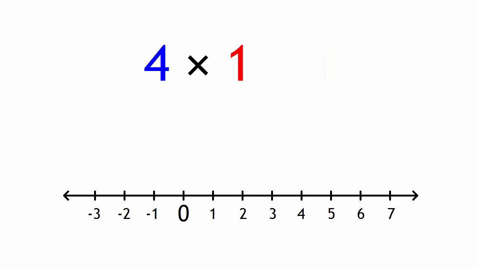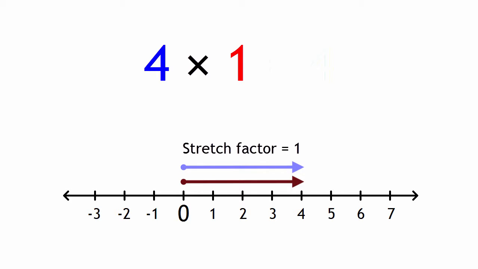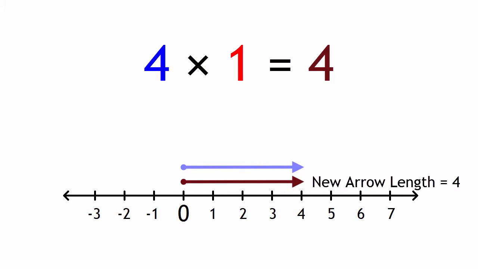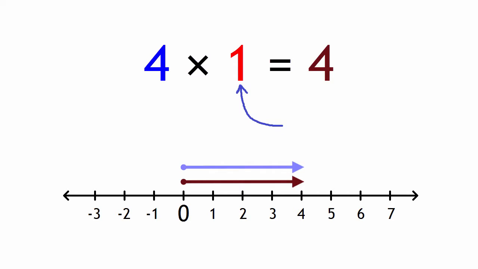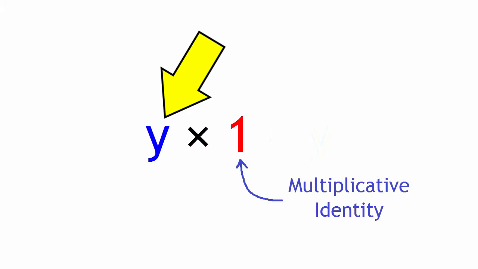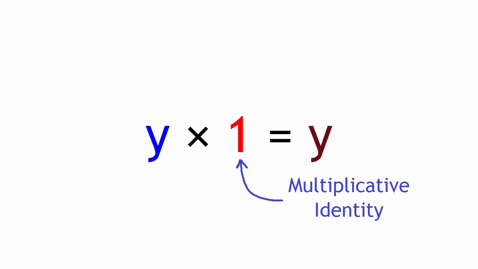Well, I'll have an arrow of length 4, and then I'll scale it, I'll stretch it by a factor of 1. If I stretch an arrow of length 4 by a scale factor of 1, I'll still get an arrow of length 4. I'll basically not be stretching or shrinking the arrow at all. And this applies for any number you're multiplying by 1. If I take any arrow and I try to shrink or stretch it by a factor of 1, I'll still get the exact same arrow. And so 1 is what we call the multiplicative identity. When you multiply any number by 1, you'll just get back the same number.